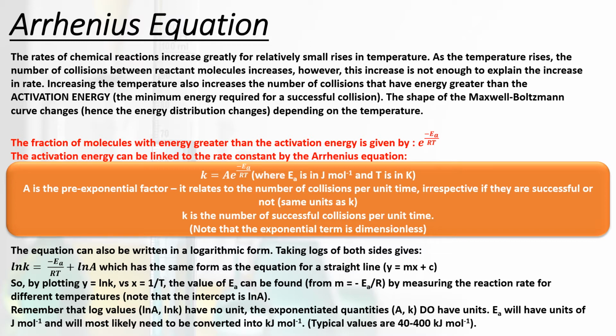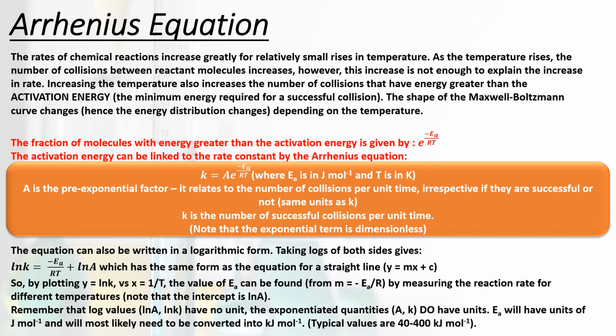Now the activation energy can be linked to the rate constant, k. Remember that small k is a rate constant, big K is an equilibrium constant. But the activation energy can be linked to the rate constant by the Arrhenius equation. And the Arrhenius equation is shown below. It's k, the rate constant, equals A, something we call the pre-exponential factor, multiplied by that fraction of molecules with energy greater than the activation energy, e to the negative Ea over RT. So the Arrhenius equation is k equals A e to the negative Ea over RT. Now we have to just be careful with units on this. Activation energy has to be in joules per mole, and the temperature has to be in Kelvin.